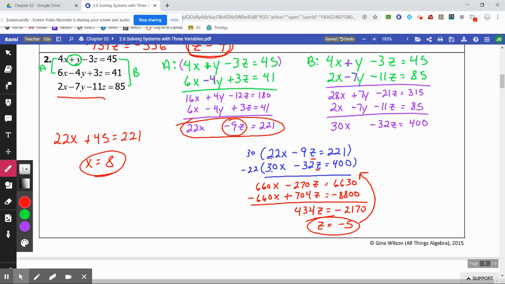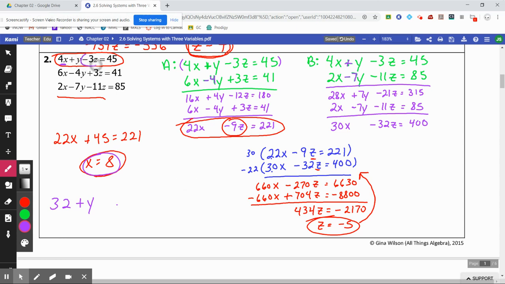of the originals. And it doesn't matter which one, but now that you have 2 of them, the first one is probably the cleanest out of all of them. Let me change colors here. So we now have 4 times x. Since x is 8, that'd be 32, plus y.